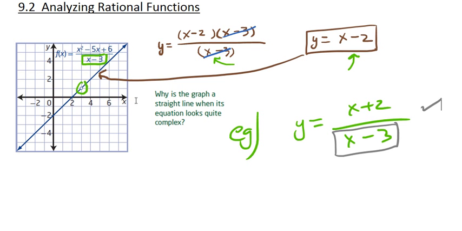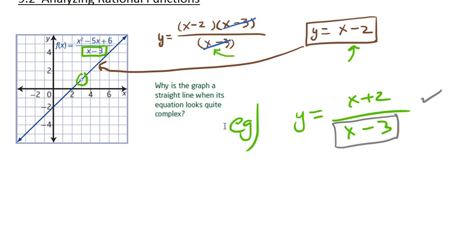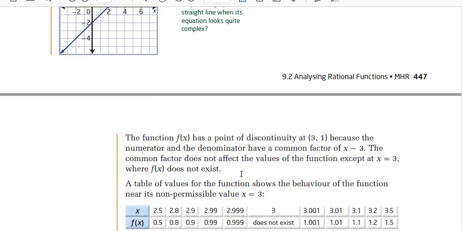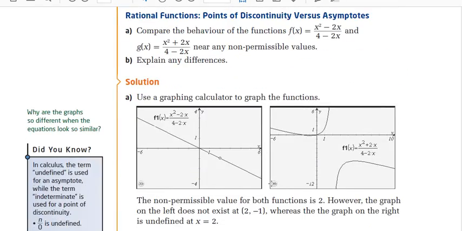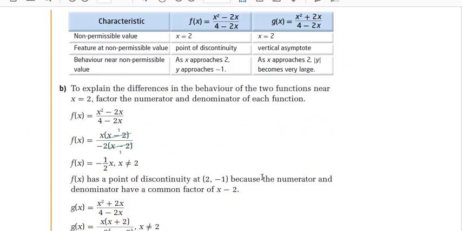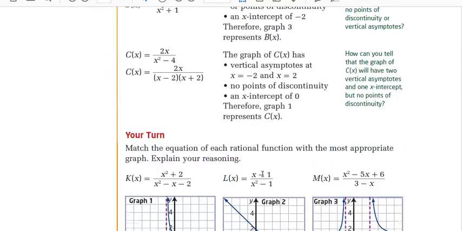All right. So we have either a gap or a vertical asymptote. If there are no restricted values or no non-permissible values, then we have neither. Okay, we have neither a gap nor a vertical asymptote.